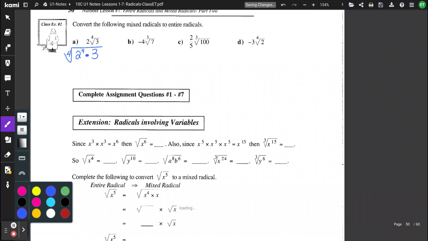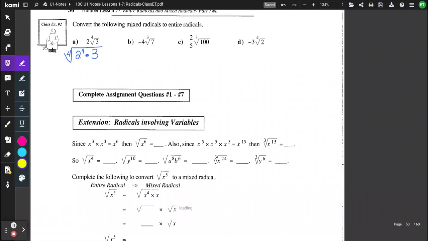You're not typing the root sign in. What you're typing in the calculator is what I'm going to highlight. You're only typing this part in. That's going to solve what's under your 4th root. So 2 to the 4th power is 16. We get 16 times 3 is 48. So this turns into 4th root 48. The next one, it's a negative.